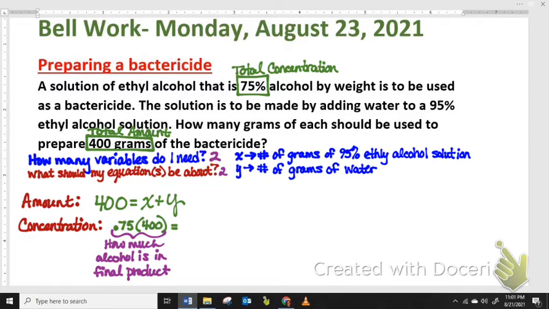I've got these two variables. What is the concentration of X? 95%. So I'm going to do 0.95 multiplied by X. This would be how much alcohol is in my 95% solution.